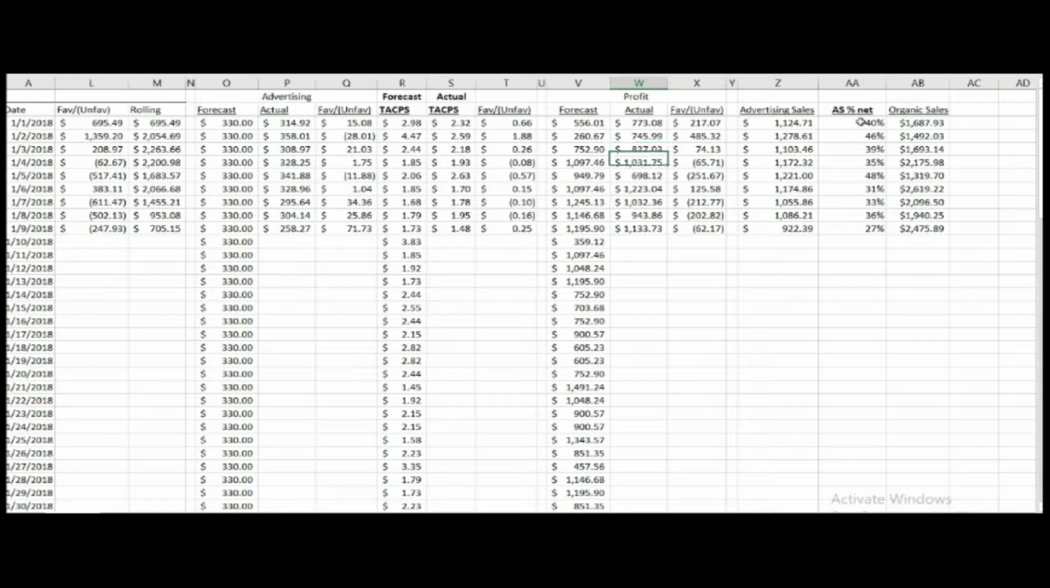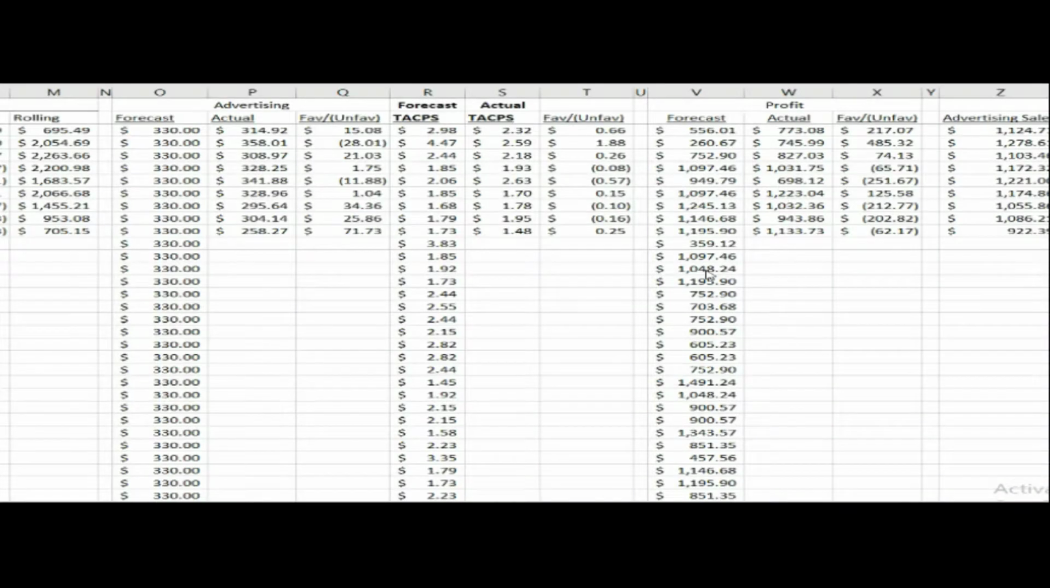As you can tell, the higher advertising is as a percentage of net sales, the lower your profits are for that day. Also, when we talked about the total advertising cost per sale, the higher it is for that day, the less your profits are going to be. So you're really going to look to drive this number down, which means you're getting more organic growth.